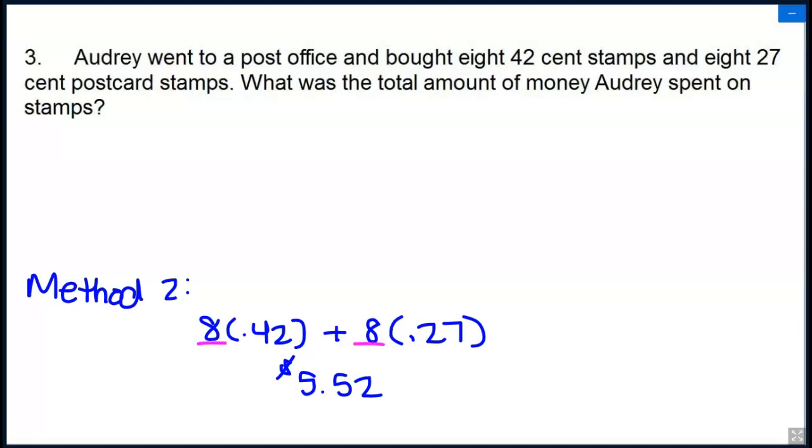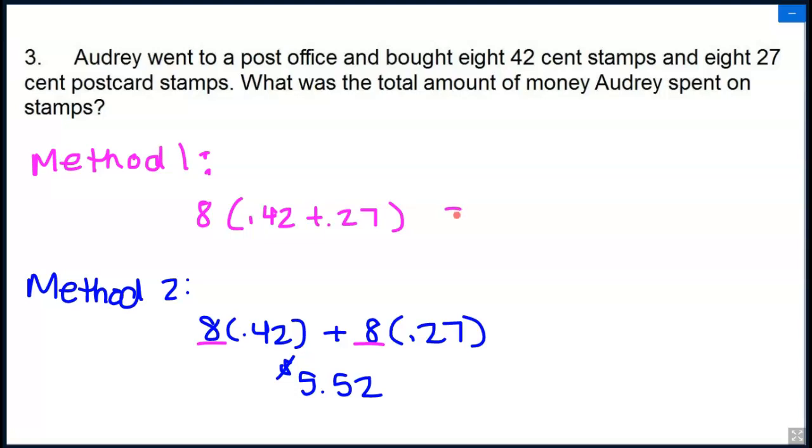Because she bought 8 of both types, you can actually still use method 1. Because the total number of stamps bought is 8. And then you can add up the prices of each. And once again, we see that she spent $5.52 on stamps.